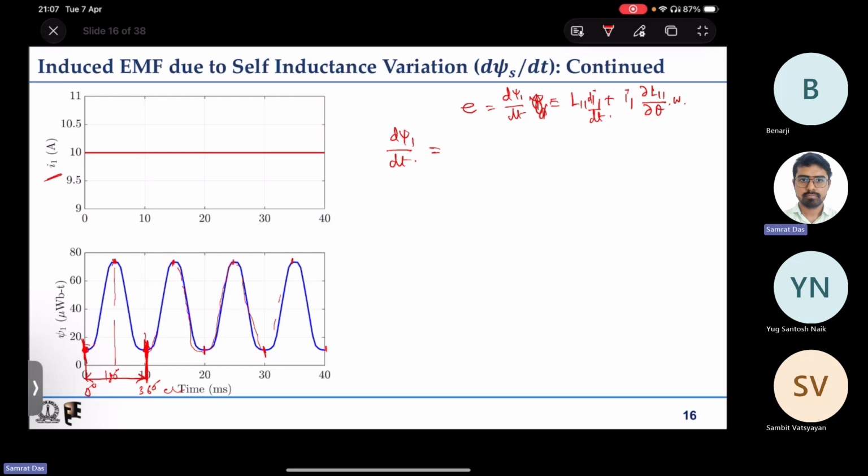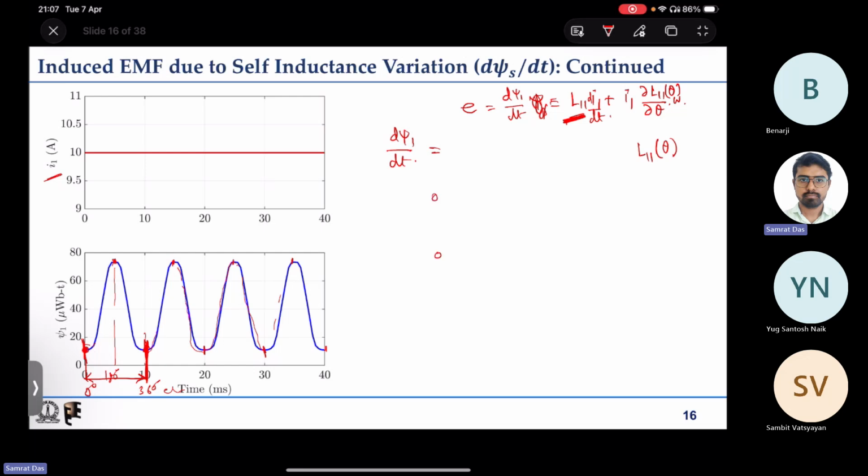Now the first term, the self inductance itself, depends on rotor position. So this is not a constant term; L11 depends on rotor position theta, and dou L11 dou theta is a function of theta. This is the induced EMF. If we are injecting any current, then obviously there is going to be some resistive drop also.